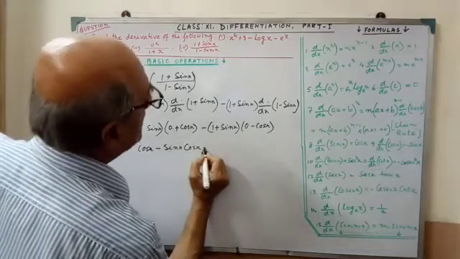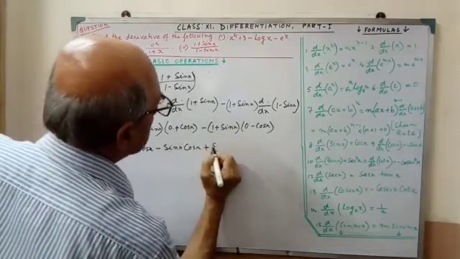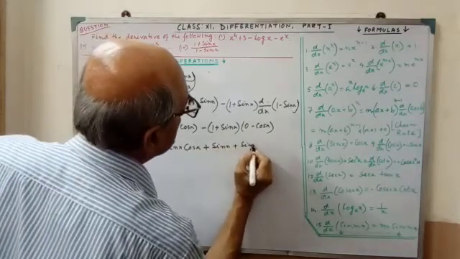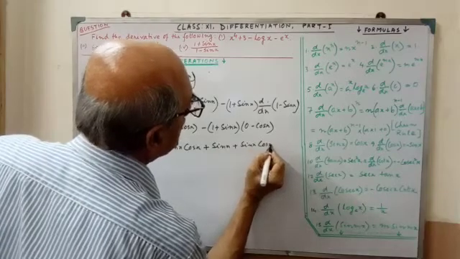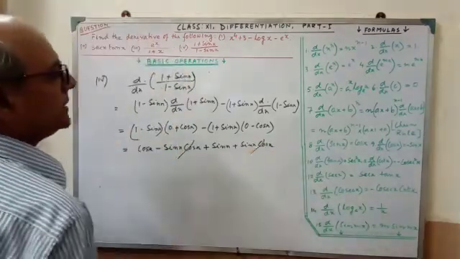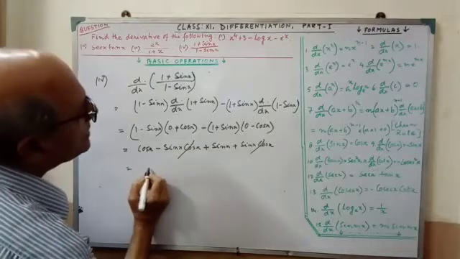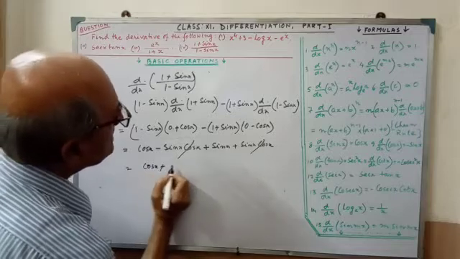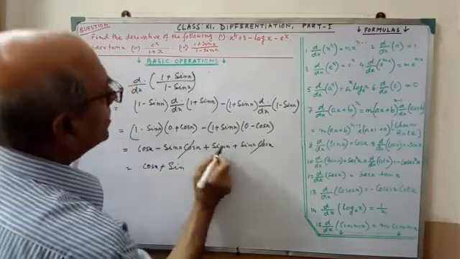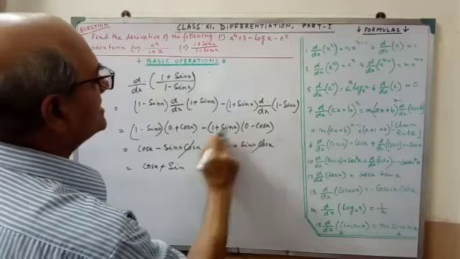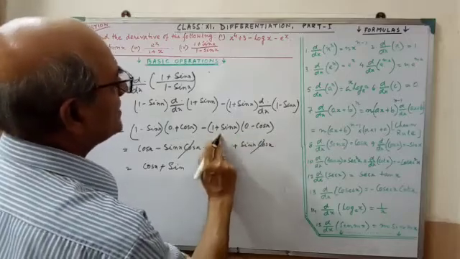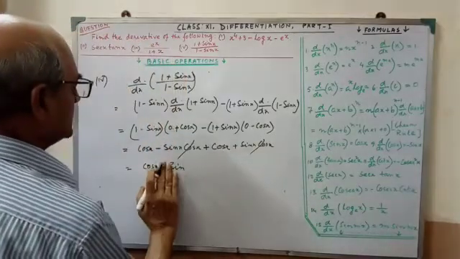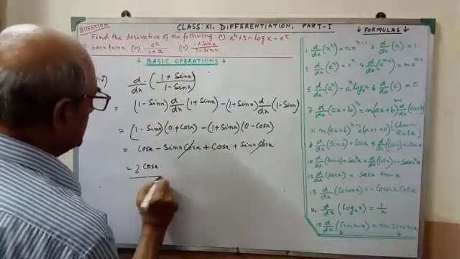Here minus minus is plus, so plus sin x cos x. Now sin x cos x will be cancelled. What will remain? That is cos x, and this is cos x, sorry. This multiplication gives cos x minus minus cos x, so cos x plus cos x, that is 2 cos x. 2 cos x, this is the answer.